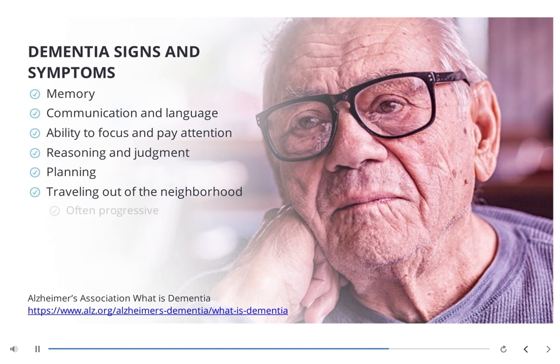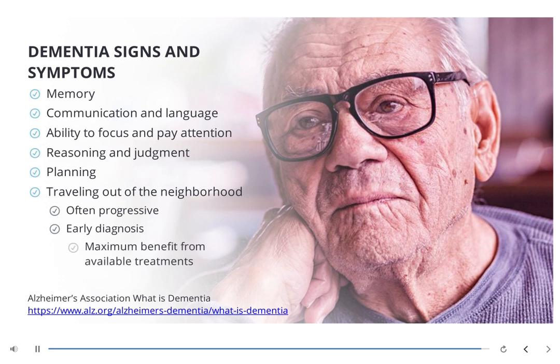Many dementias are progressive, meaning symptoms start out slowly and gradually get worse. Early diagnosis allows a person to get the maximum benefit from available treatments.